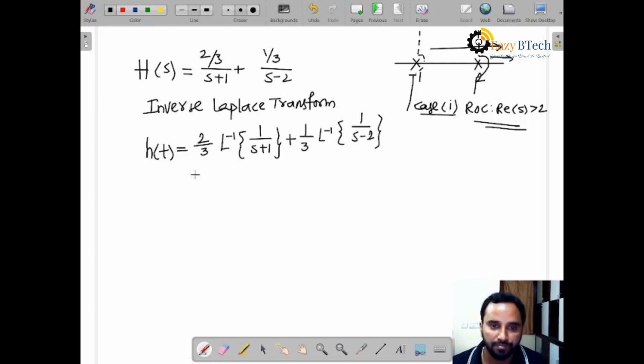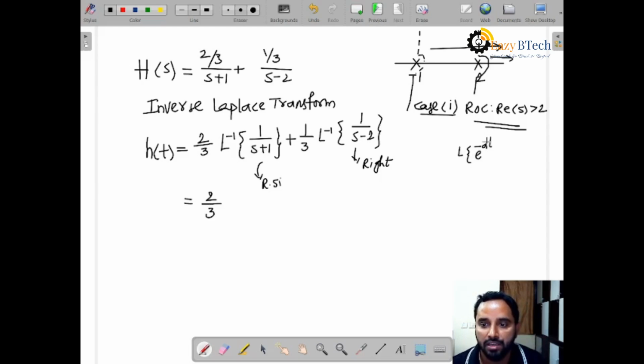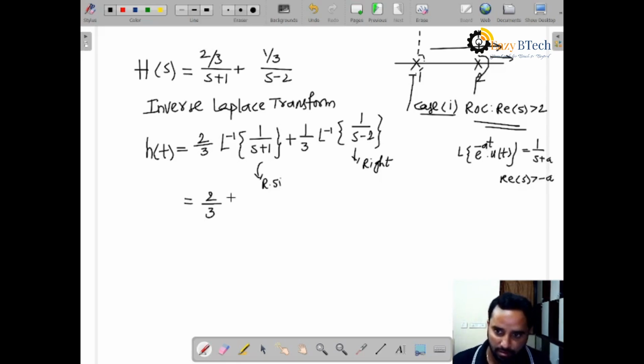So minus 1 must be right sided, and 2 must also be right sided. Then we get the case 1 ROC. So what is the case 1 ROC? 2 by 3, it is like 1 by s plus a. So we know the Laplace transform of e power minus a t u of t is 1 by s plus a, and real part of s greater than minus a. So here in place of a we have 1. So e power minus t, right sided means into u of t.